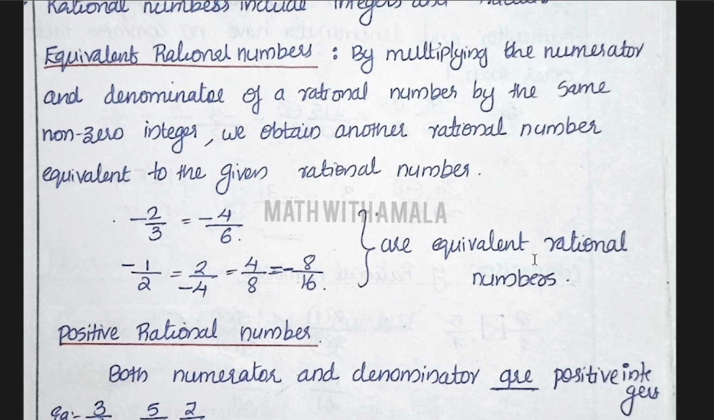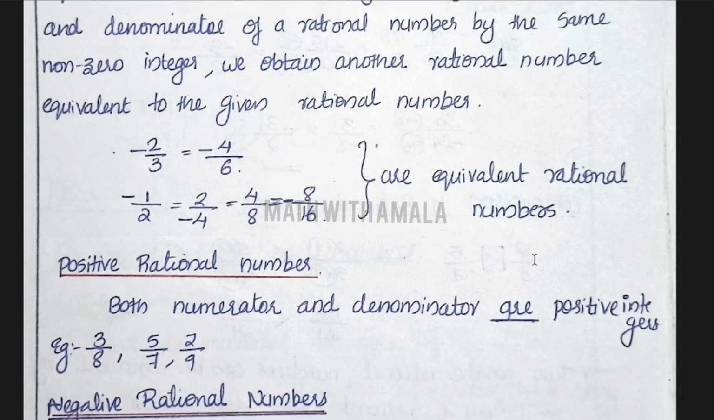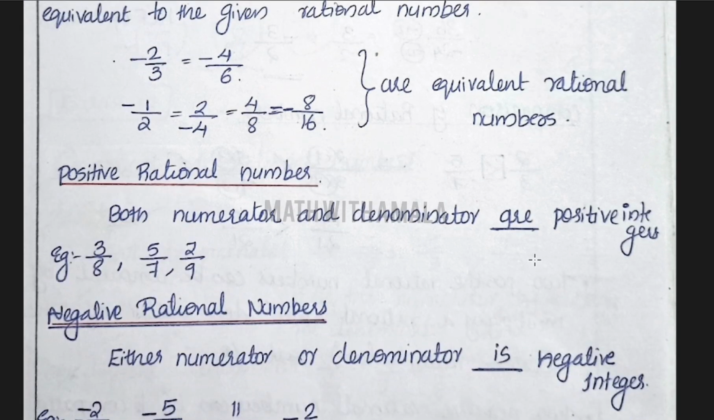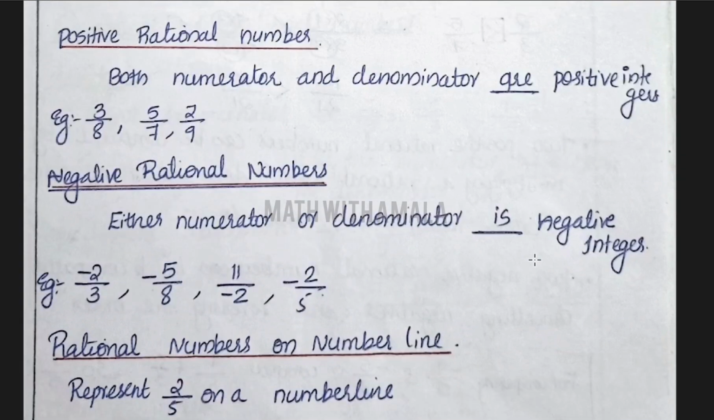Now, what are positive rational numbers? Both numerator and denominator are positive integers in positive rational numbers. Let's take 3 by 8. It's a positive rational number. 5 by 7, 2 by 9 are all positive rational numbers where we can't see any negative integers.